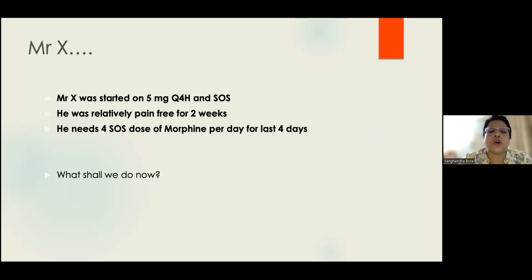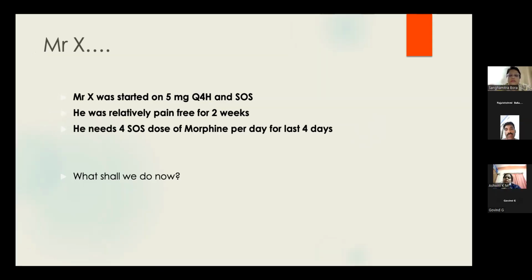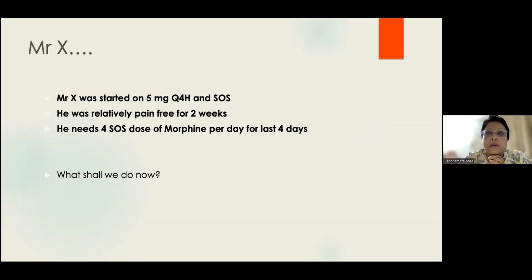Any responses on this particular question? The patient is on 5 mg Q4 hourly, which in total is 30 mg per day. And for the past 4 days, he's taking 4 SOS doses, which is an additional 20 mg more. So roughly equivalent to 50 mg is being taken. So yes, we can increase the dose to 10 mg Q4 hourly based on the profile with 10 mg SOS.